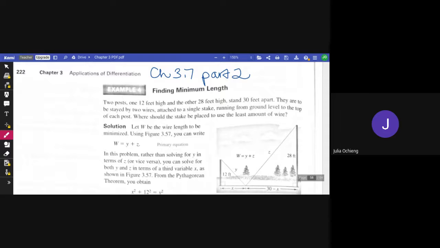So in example 4, you have two posts. One is 12 feet high and one is 28 feet high. They are 30 feet apart. So that means all the way across here, that's going to be 30 feet.